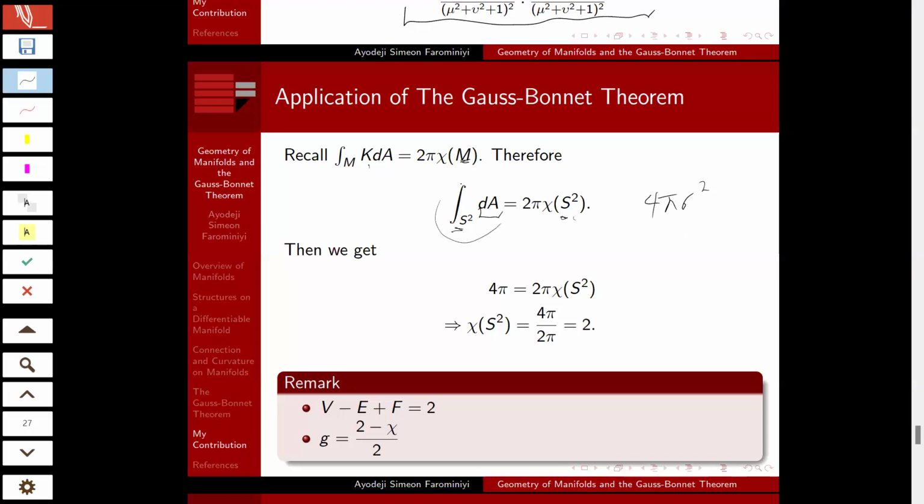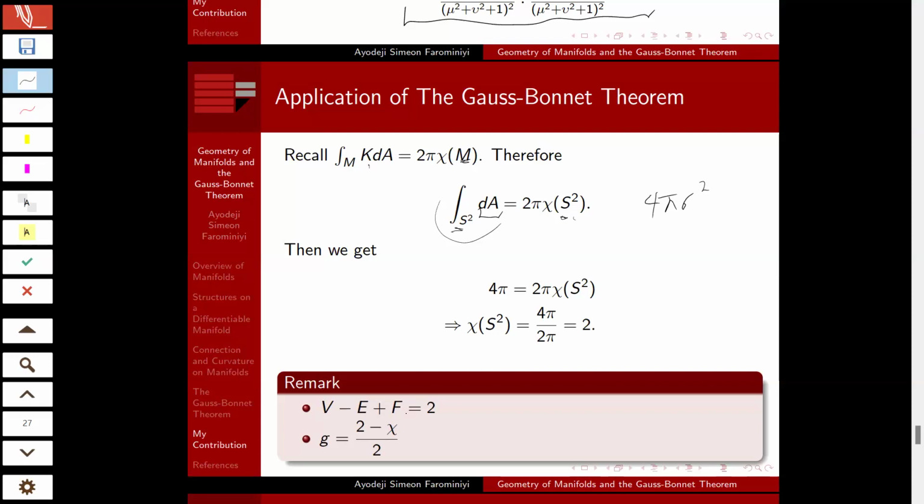It is equal to 2 pi times the Euler characteristic. This means the Euler characteristic is equal to 4 pi over 2 pi, which is equal to 2. So simply, we get the Euler characteristic of the sphere as 2. And this agrees with what is seen in algebraic topology. For any admissible triangulation of the sphere, the number of vertices, edges, and faces satisfies V minus E plus F equal to 2.